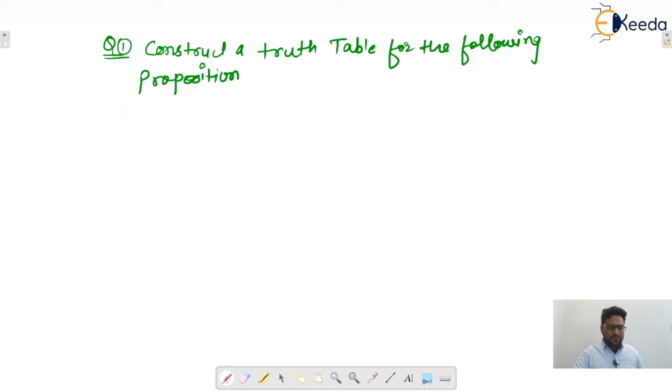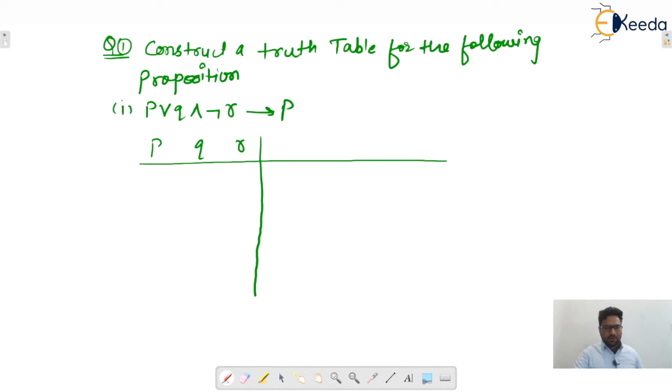The first one given to you is P or Q and negation R implies P. So we have three variables: P, Q, R. With these three variables, how many combinations are possible? Yes, 8 combinations are possible.